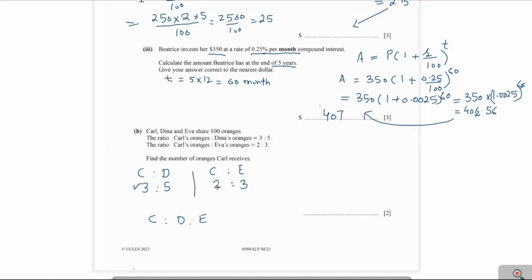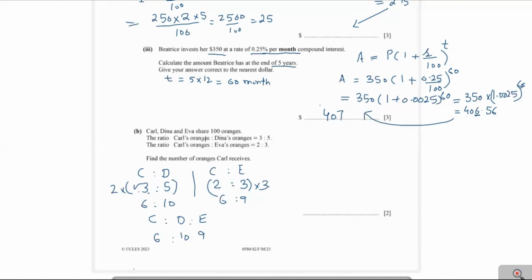And same here, when Cal gets 2 oranges, Eva receives 3 oranges. Now, firstly, we make the same value of Cal. If we multiply this ratio by 2, the value becomes 6:10. And same here, when we multiply it by 3, we get 6:9. Therefore, the Cal value becomes the same. Therefore, we can write 6, the Dina oranges will be 10 and Eva will be 9.